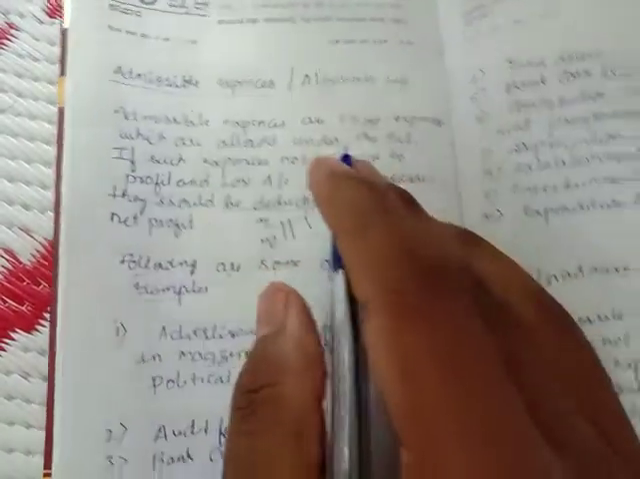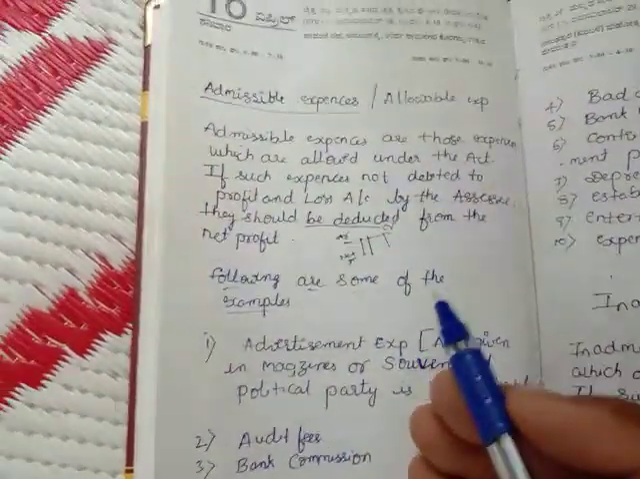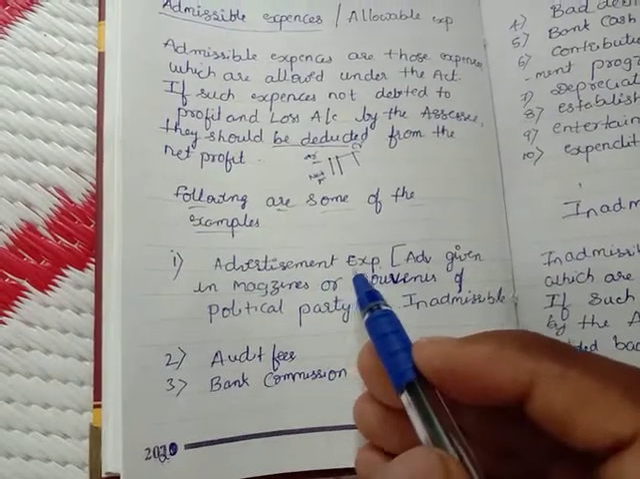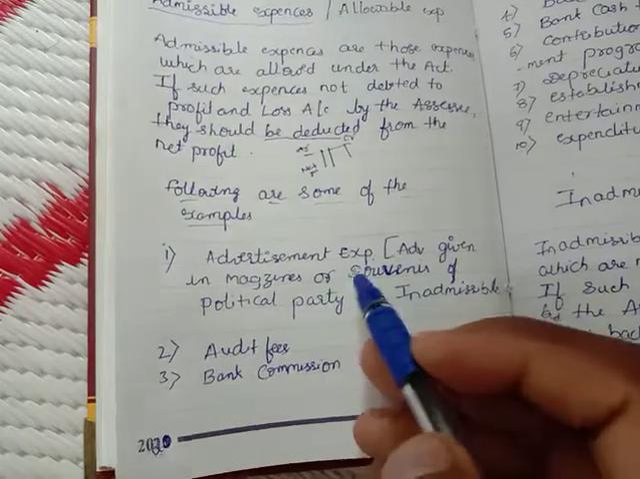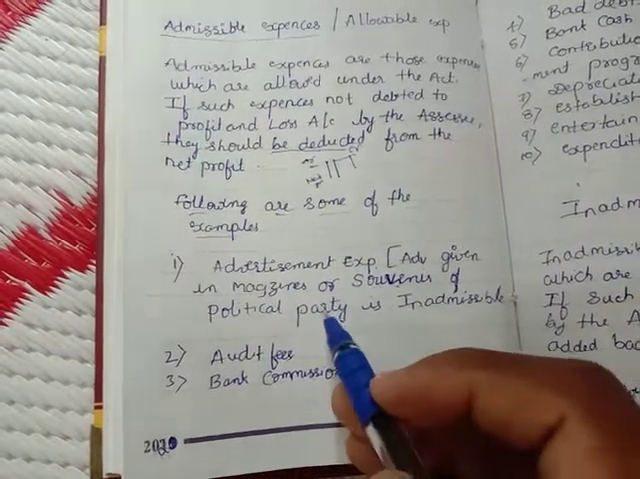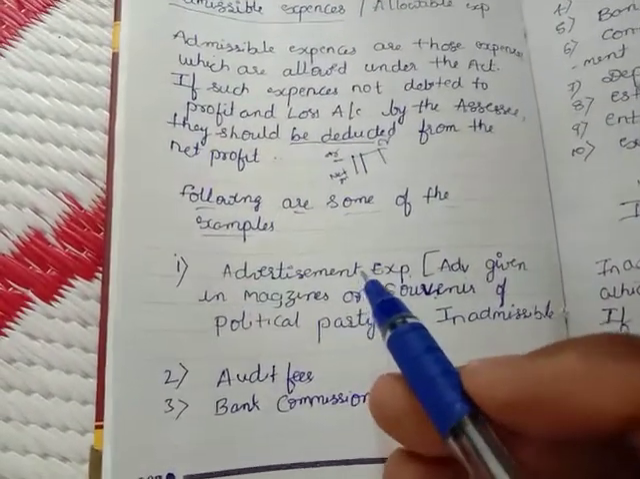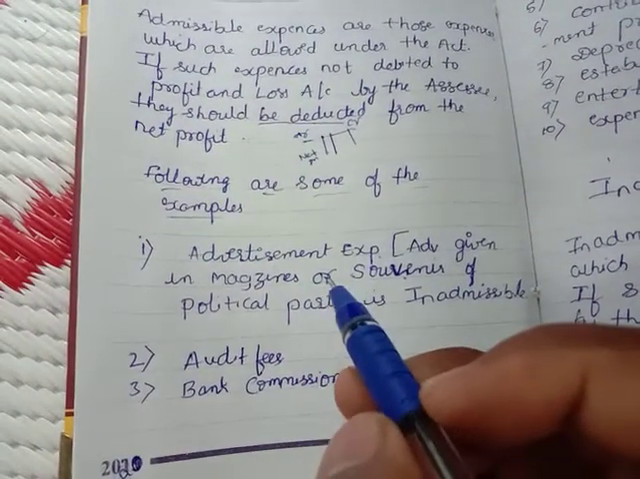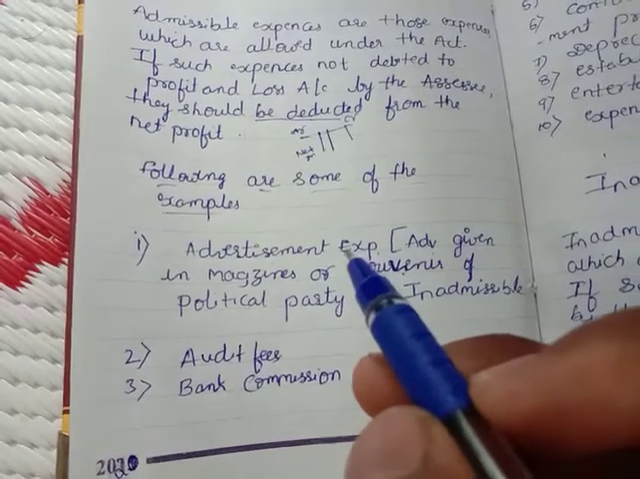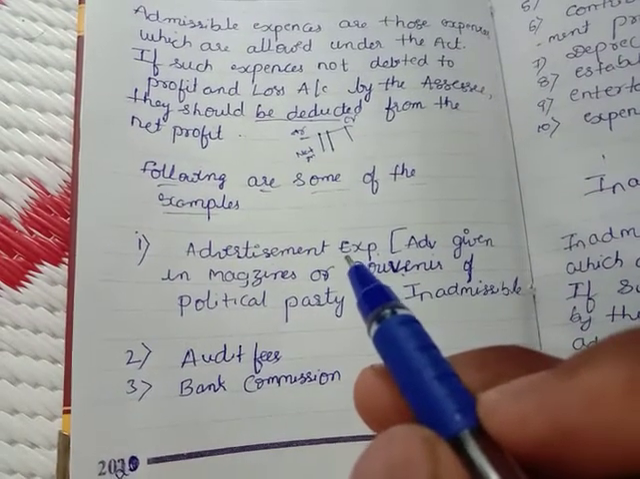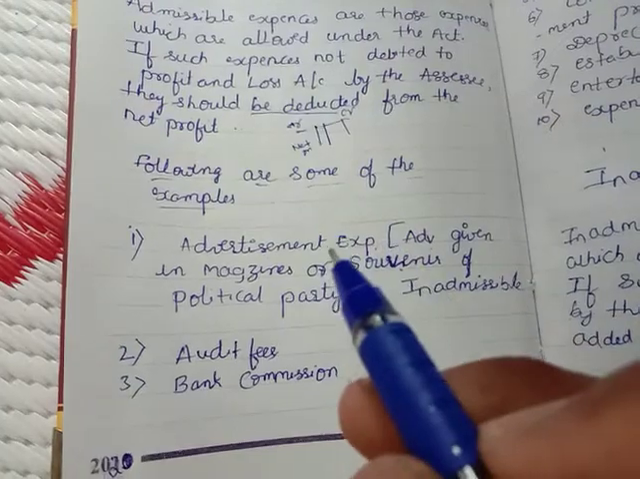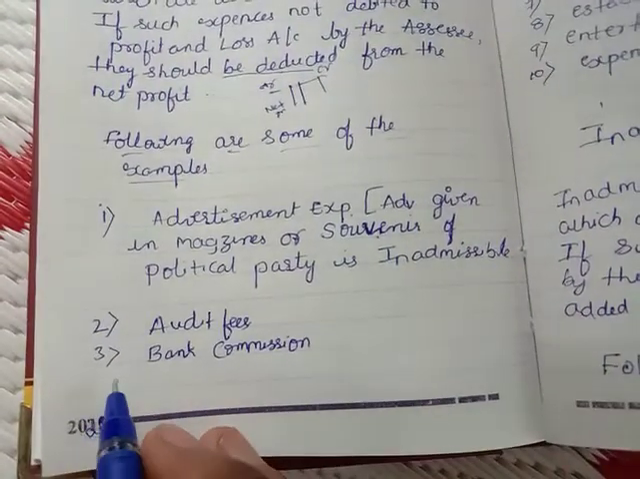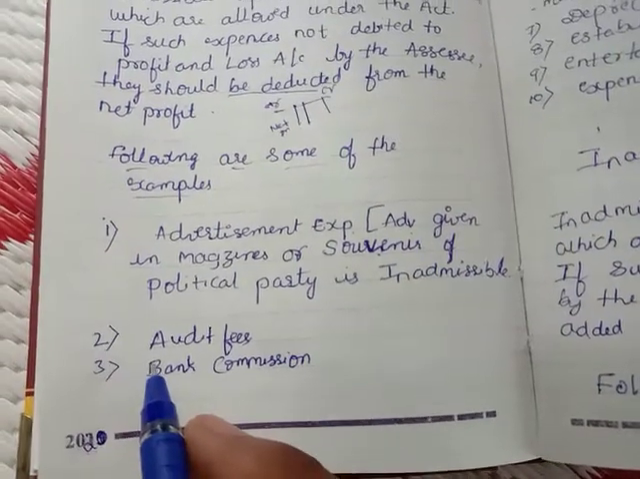Allowable expenses, for example, some expenses I have given here. First one, advertisement expenses. Advertisement expenses given in magazines or souvenirs of a political party are inadmissible. If any advertisement expenses are related to the business, they are admissible. Any donations, for example, to a political party, if that type of expense is given in the problem, that will be inadmissible. Next, second one, audit fees. Audit fees is an admissible expense.